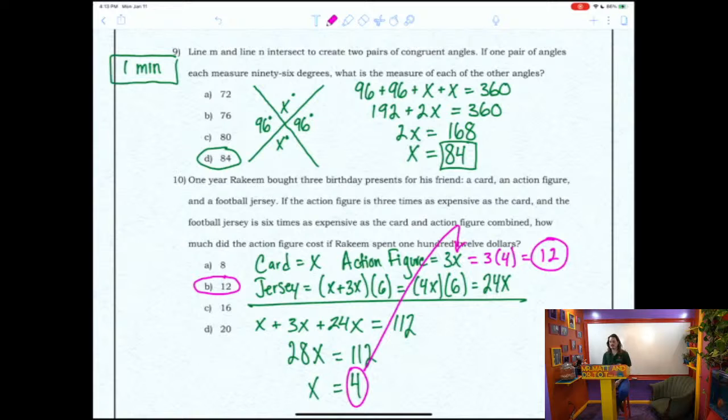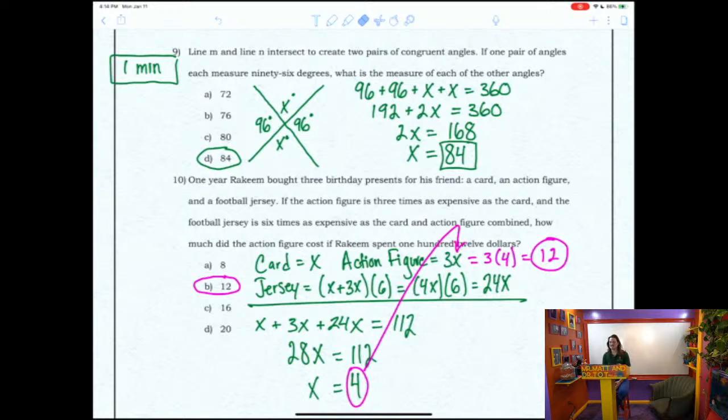Okay, so let's look at 9 and 10. For 9, we have, again, two straight lines intersecting to create two pairs of congruent angles called vertical pairs or vertical angles. If we know that one pair each have measures of 96 degrees, then we know that the other pair, we don't know the measure, but we can represent them with the same variable because we know they have to be congruent to each other. So we can set up a total sum equation as 96 degrees plus 96 degrees plus x degrees plus x degrees has to be equal to the total number of degrees around the intersection, which is the total number of degrees in a circle, which is 360.